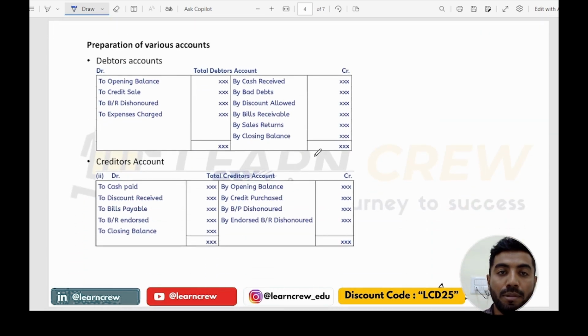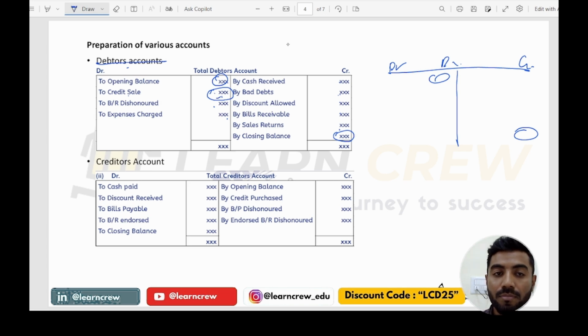First is preparation of various accounts. First is the debtors account. Debtors is an asset account, so the opening balance will be on the debit side and the closing balance on the credit side. On the debit side we have credit sales, and on the credit side bills discounted, expenses charged, cash received, bad debts, discount allowed, bills receivable, sales return. Usually the credit sales will be the balancing figure in this account, which we take to the P&L account to complete it.